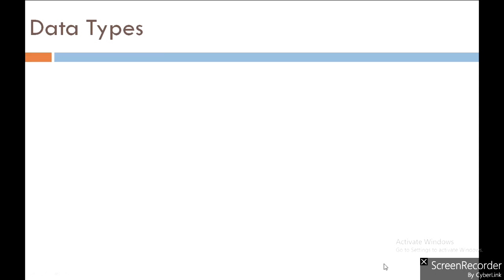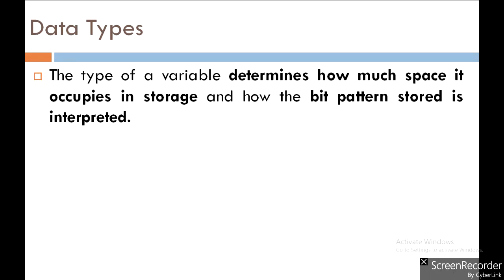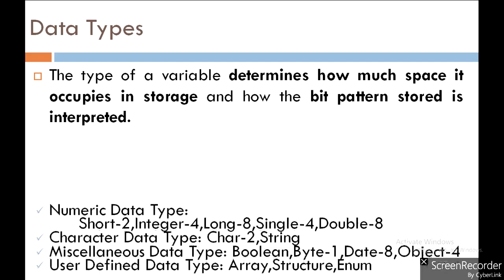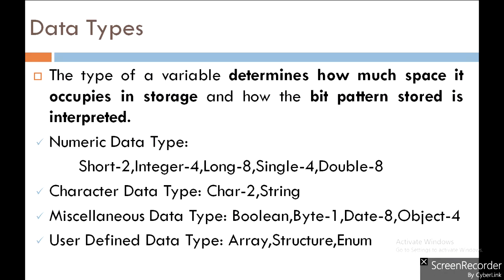Now next topic is data type. Data type determines how much space a variable occupies and how the bit pattern stored is interpreted. In .NET, there are 4 categories of data type. First is numeric data type, then second is character data type, third is miscellaneous data types, and 4 is user-defined data type. Numeric data type contains various data types like short, integer, long, single, and double.